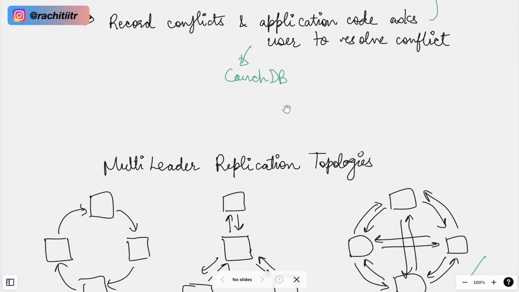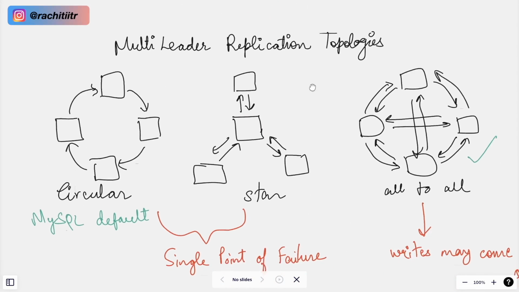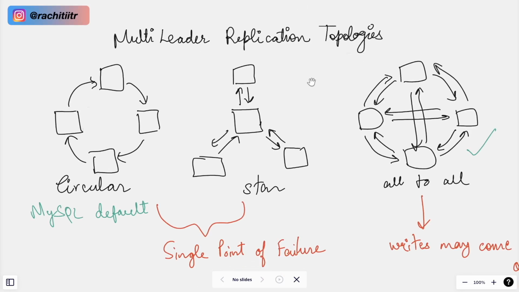All right. So this is what happens when you're talking about just two leaders. However, if you have multiple leaders, you also have to decide the topology that you want. Let's say you have 4 data centers and 4 leaders. There is one approach of taking the circular topology: L1 is sending the replication to L2, which is sending to L3, which is sending to L4, and so on and so forth. That's one way.